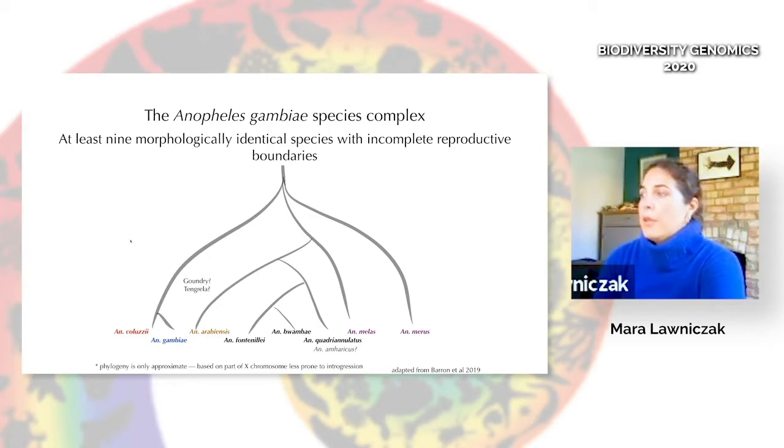Although this Gambiae complex is the group of Anopheles mosquitoes that are the most well studied, new discoveries are being made regularly. In the last 10 years, new species have been identified and named. And there are new populations like Goundry and Tengrela that look like they are also probably going to be new species, but more work is required.